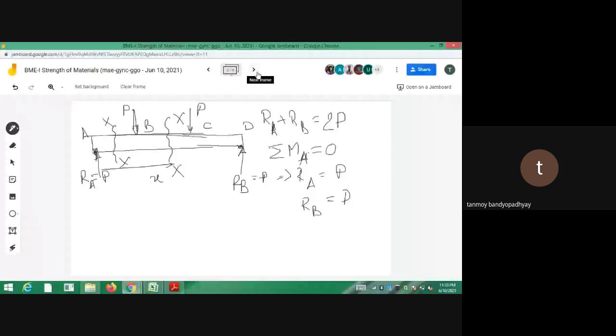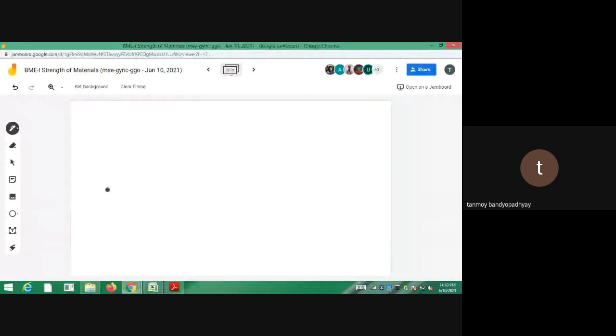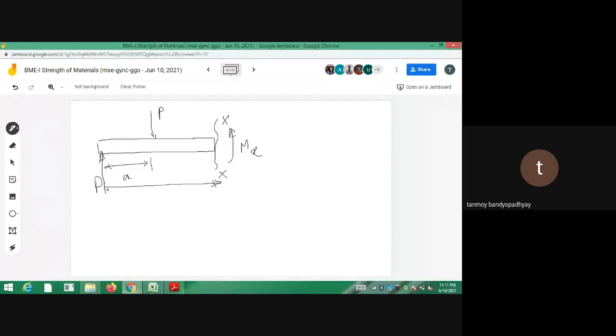So what I am having is now this one. At A, I am having a force of P. At B, I am having a downward force of P. And then I am having the cross section XX, and this is Mx. Let this distance be small a. I have taken the cross section at a distance of small x from the end A. So this is A, this is B. So now I am considering section BC.